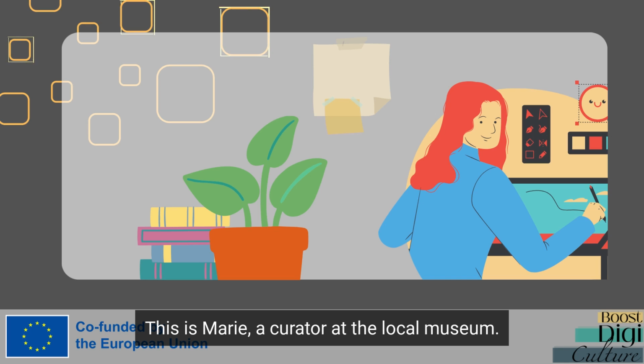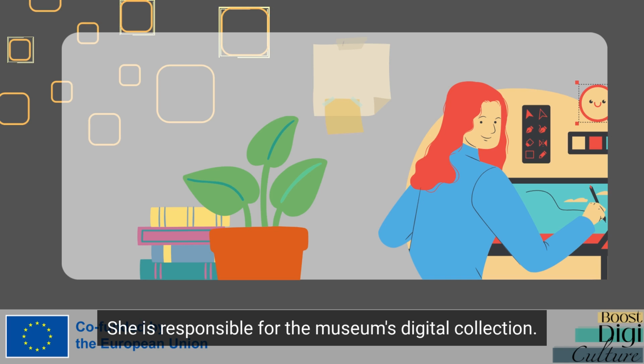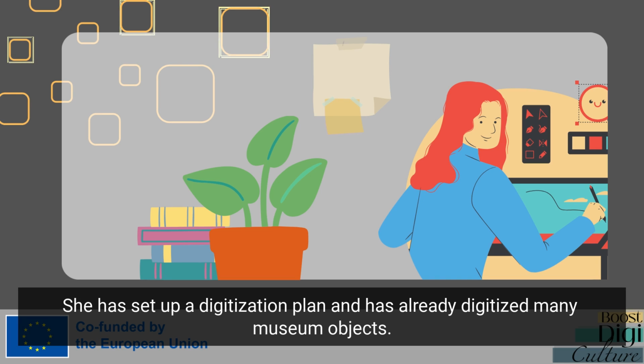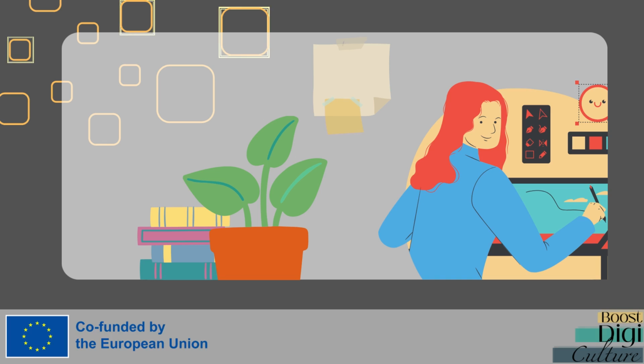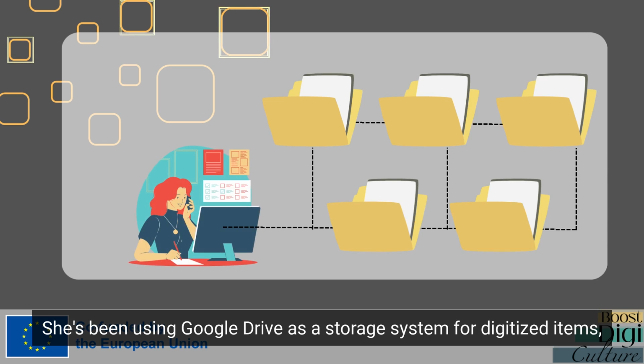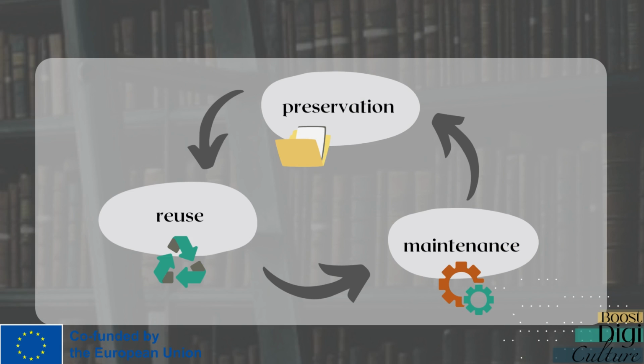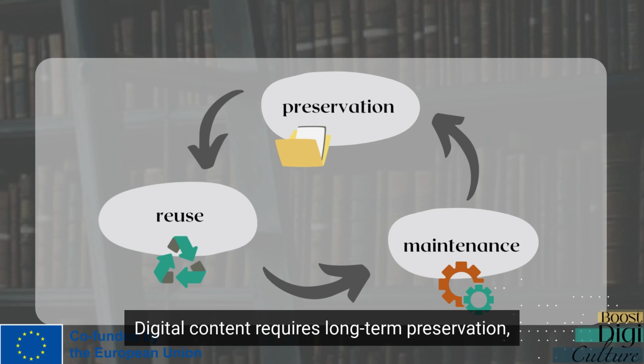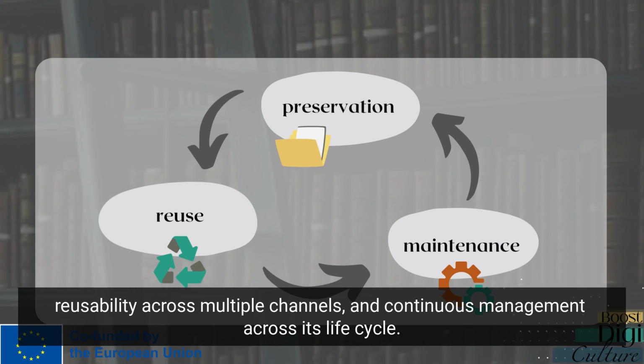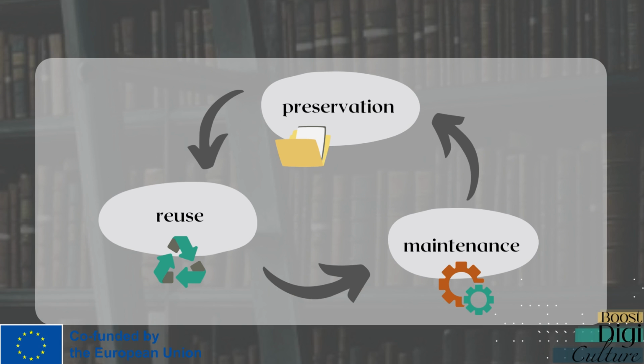This is Marie, a curator at the local museum. She's responsible for the museum's digital collection. She has set up a digitization plan and has already digitized many museum objects. She's been using Google Drive as a storage system for digitized items, but she is aware that this is not a permanent solution. Digital content requires long term preservation, reusability across multiple channels, and continuous management across its life cycle.